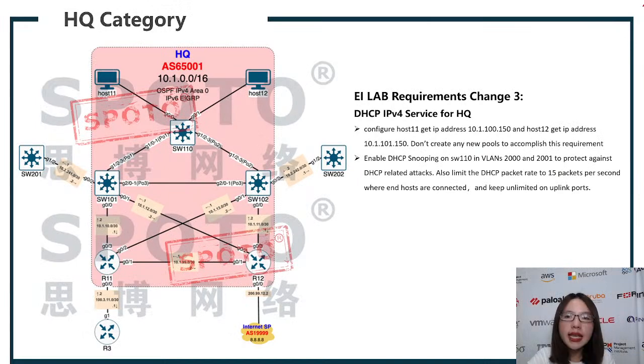Okay, so EI Lab requirement change 3 is about DHCP IPv4 service for HQ. Yeah, if you are considering the CCIE EI Lab, you can take action now. Yes, it's the right choice.